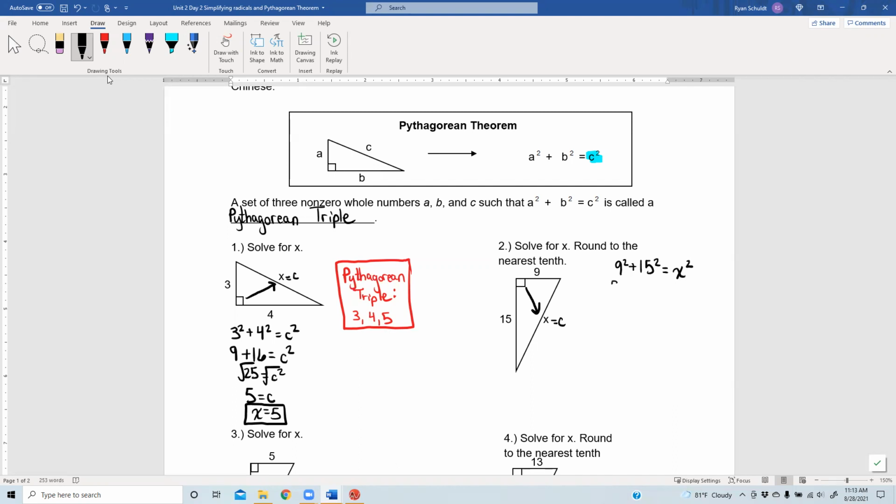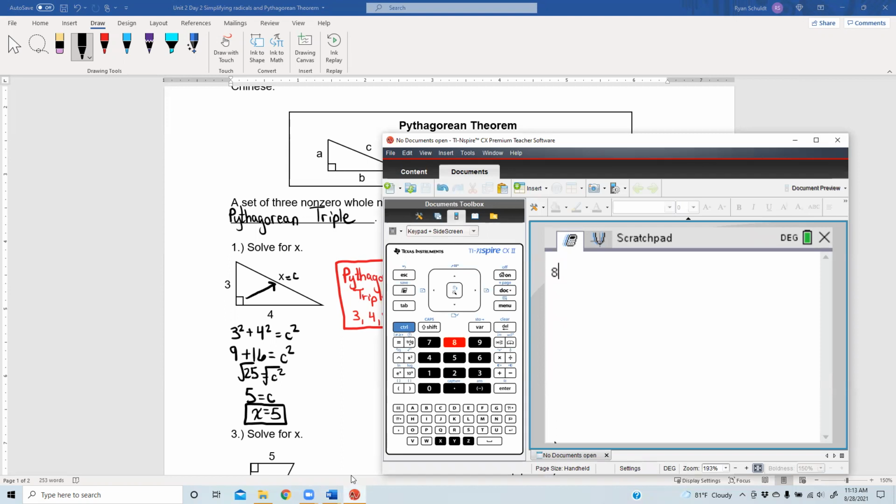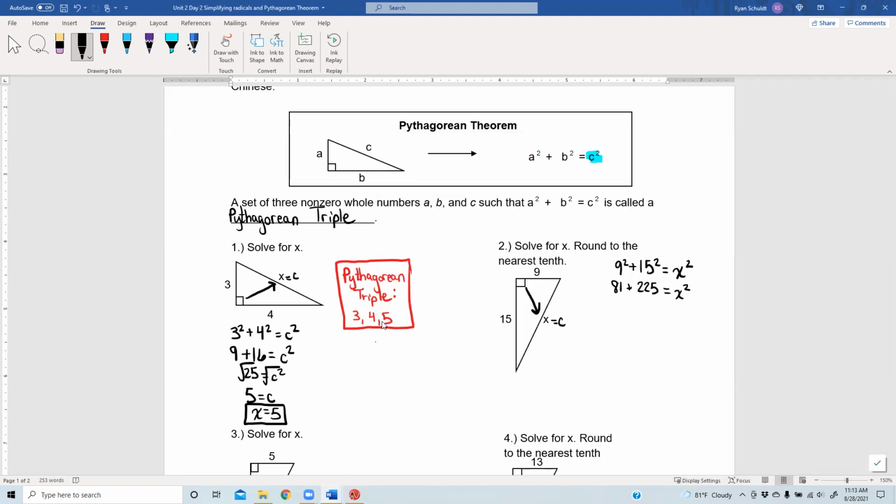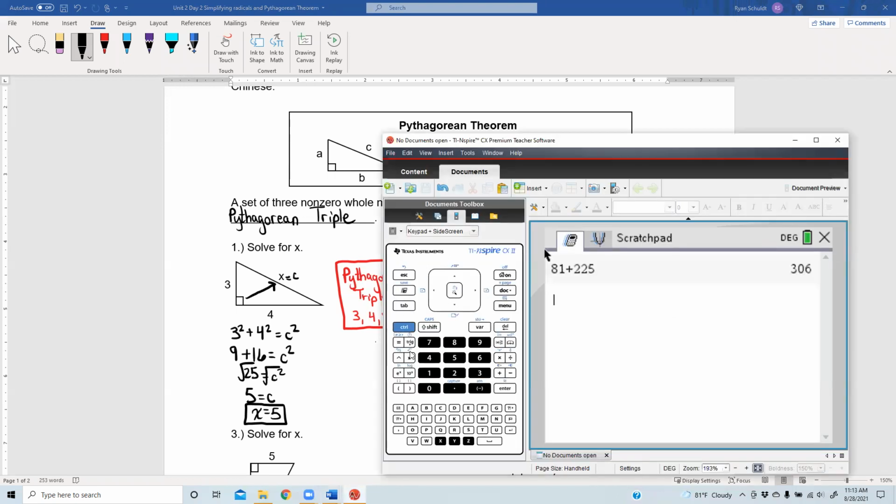Okay, 9 squared is 81. 15 squared is 225, equals X squared. 81 plus 225. Let me do that right quick. 81 plus 225, 306. So 306 equals X squared. We've got to square root it. And then let's see what happens. Square root of 306.